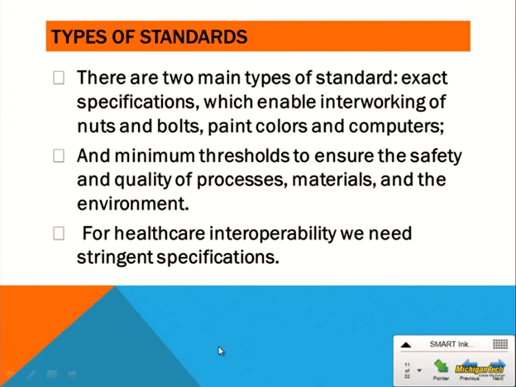This is very strict. But sometimes there are also standards that just have a minimum threshold. This minimum threshold ensures the safety and the quality of process, materials, and the environment. For example, I tell this guy, my standard is you set up a health information system. I don't care what kind of computer you use, what kind of speed you use. Just set up a computer, make it work, make it able to transfer data. That's enough for me. That is the minimum threshold. It's not the exact specification. Do you think this minimum threshold is good for the healthcare information system?